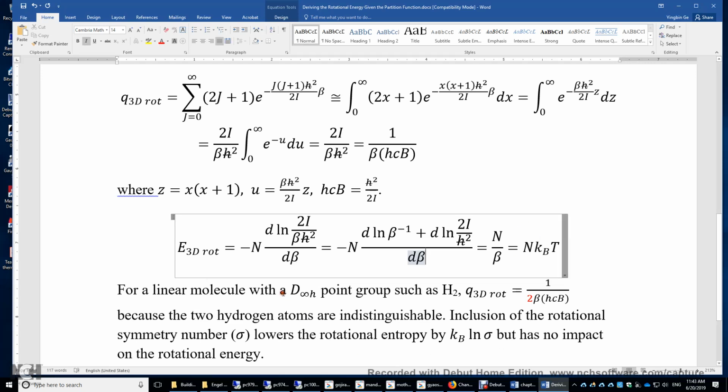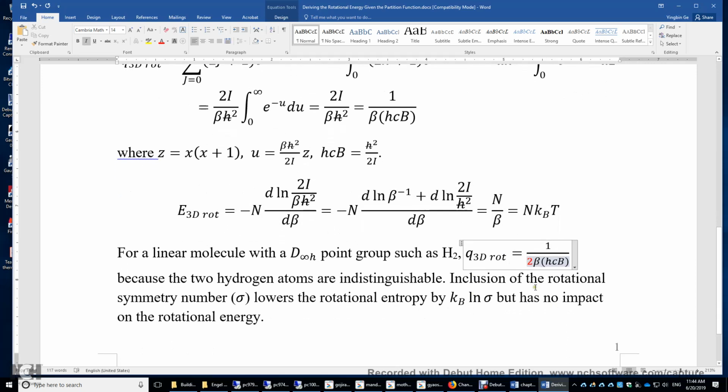Now, for a linear molecule with a D infinity h point group such as H2, so H2 has an inversion center, and notice that we put a 2 in the denominator. This is called the rotational symmetry number or rotational symmetry factor. And why? This is because if you actually rotate this H2 180 degrees, you get the other permutation. These two permutations are identical because the two atoms are indistinguishable. So therefore, we have to divide the three-dimensional rotational partition function by 2.